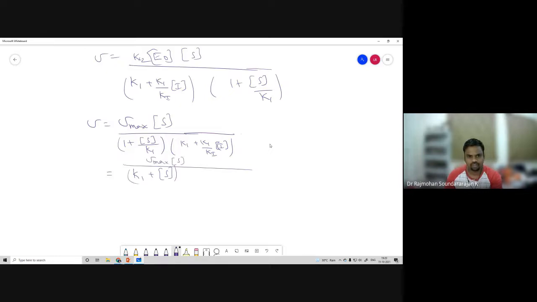So K1 plus S, then what is there in here? It is 1 plus I by Ki. Okay, so this is what is there. This is your V equation. Let it be equation number 8.